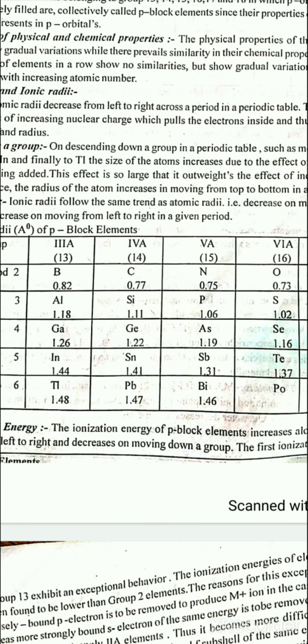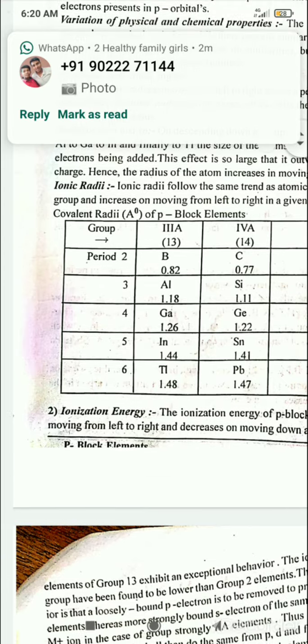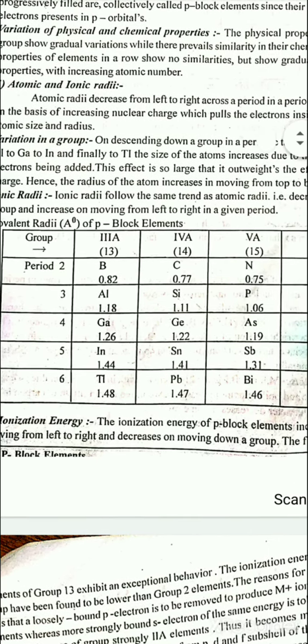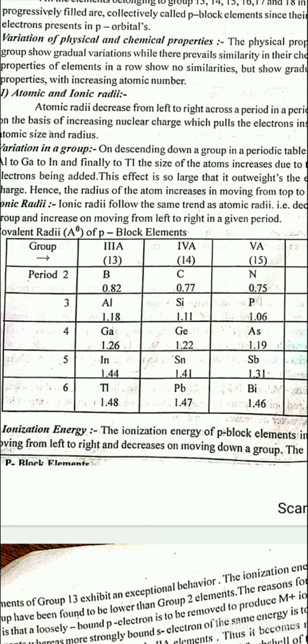You must remember the atomic number and electronic configuration every time. You have to compare these properties with respect to the atomic numbers, the electronic configuration and the position of the particular element in the periodic table. Boron, which is present in group 3A, has a radius of 0.82, and its configuration is 1s2, 2s2, 2p1. Boron's atomic number is 5.